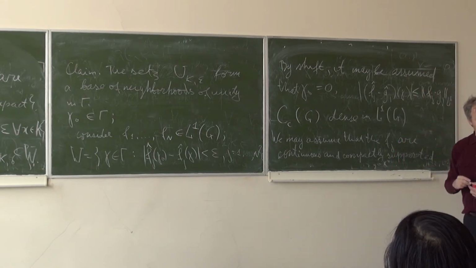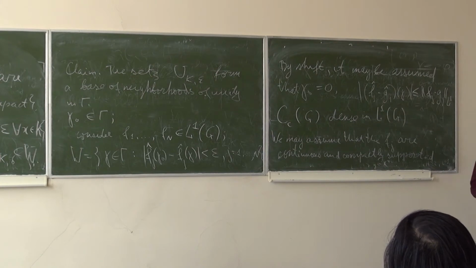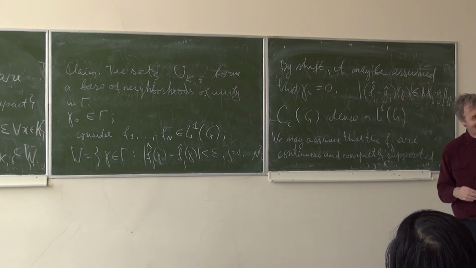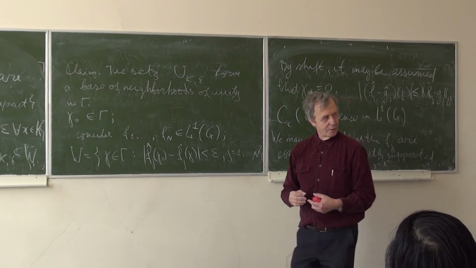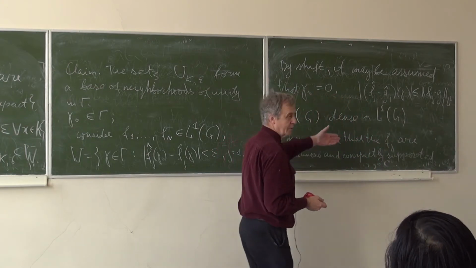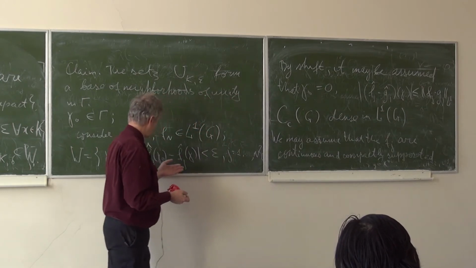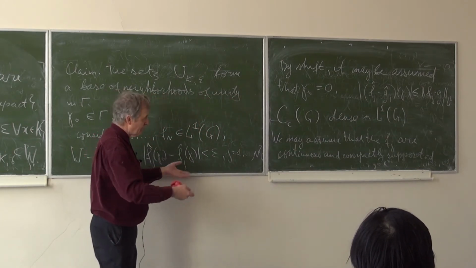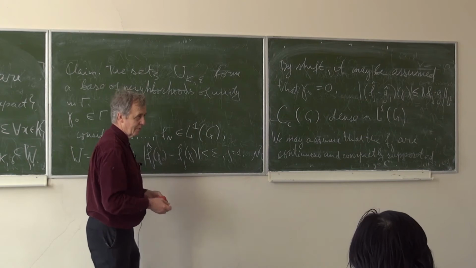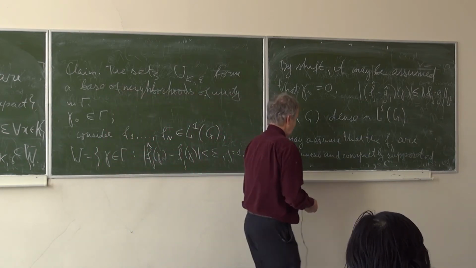Again, we use the fact that the spectral norm is dominated by the L1 norm. So we use this fact again, and then we may replace them by everything which is close to them, and it suffices.